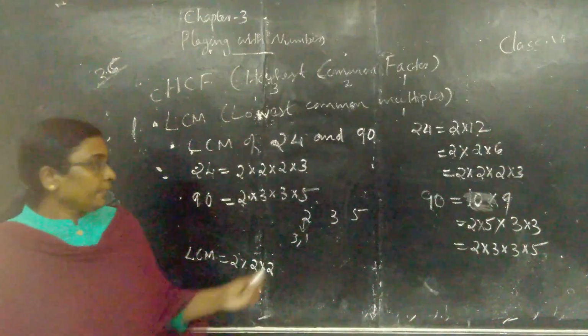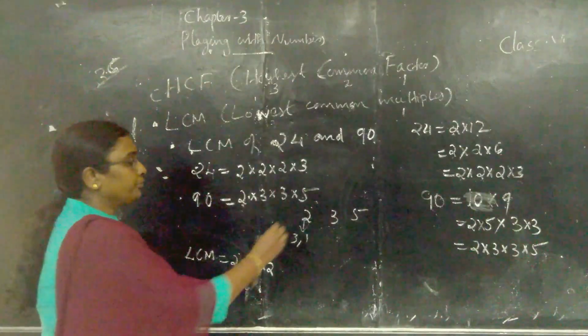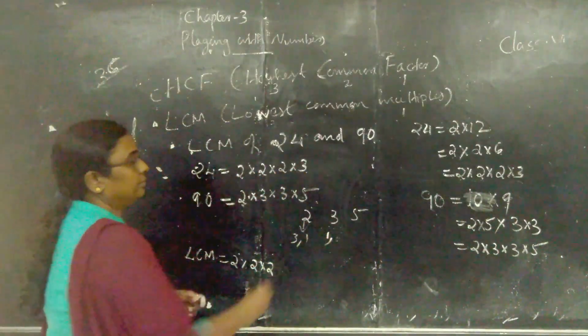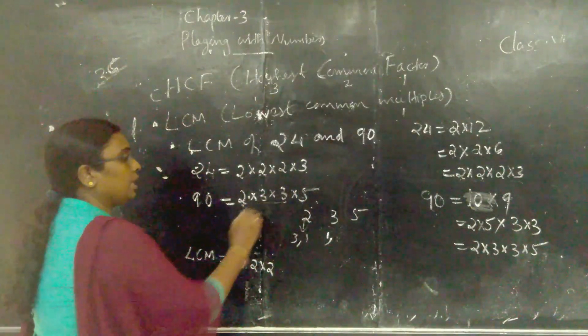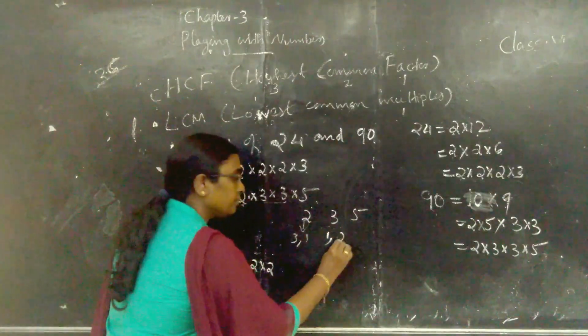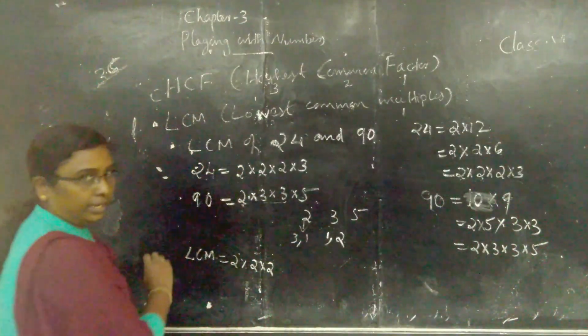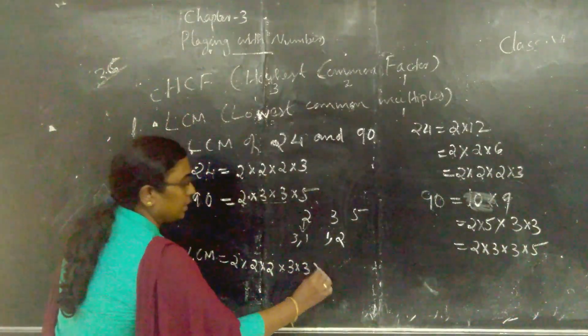Then the next prime number is 3. Look here. The maximum number of times 3 occurs in 24 is 1. 1 time 3 occurs in 24. In 90, how many times does 3 occur? 2 times. So the maximum number of times is 2. So we write 3 into 3.